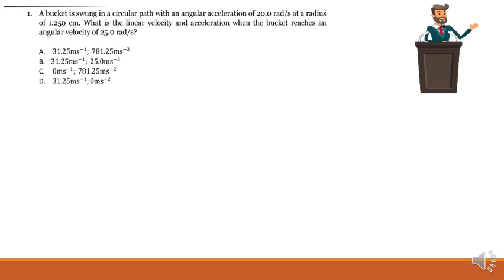Question 1 reads: a bucket is swung in a circular path with an angular acceleration of 20 rad per second at a radius of 1.250 centimeters. What is the linear velocity and acceleration when the bucket reaches an angular velocity of 25.0 rad per second? Alright, so what's the question asking us to do? What is the linear velocity and acceleration? So that's what we're looking for. We're looking for the linear velocity and acceleration.